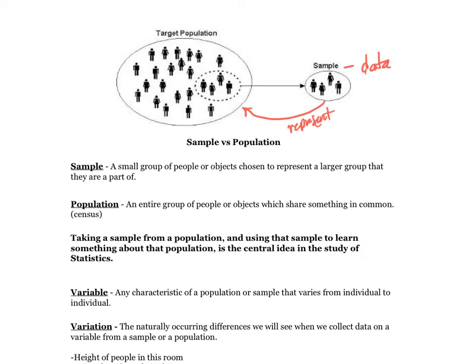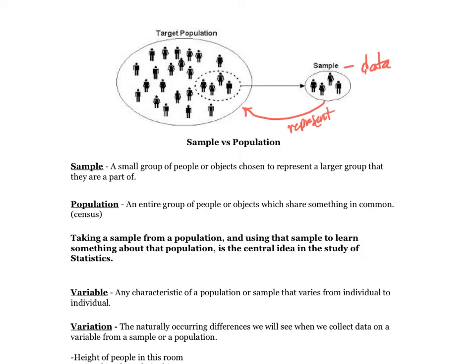Okay? So this idea of sample and population is very important. The definition of a sample is simply a small group of people or objects chosen to represent a larger group that they are a part of. We're going to spend an entire unit of AP Statistics talking about how to take a sample correctly. Once we learn how to do that, if you take a sample correctly, it can give us information that represents the entire population. And that's really the power of statistics, is we can find out how a population thinks or feels about something without talking to every single member of the population. And that's where the sample comes in.